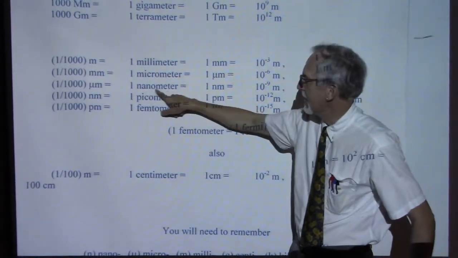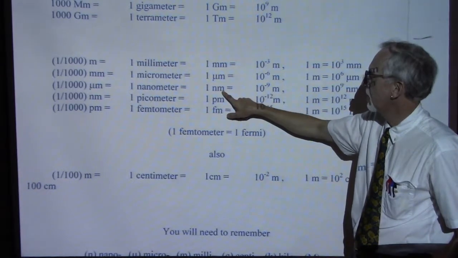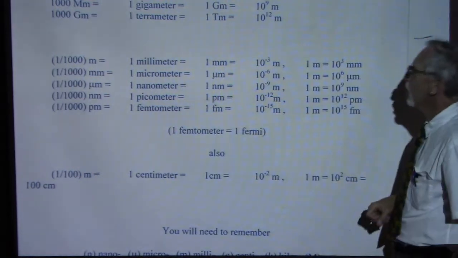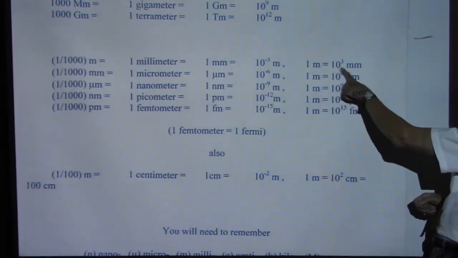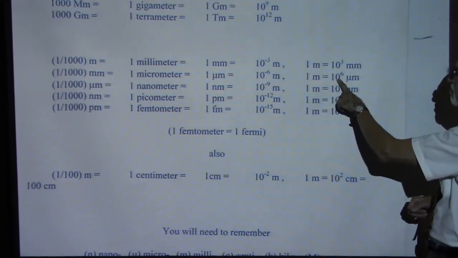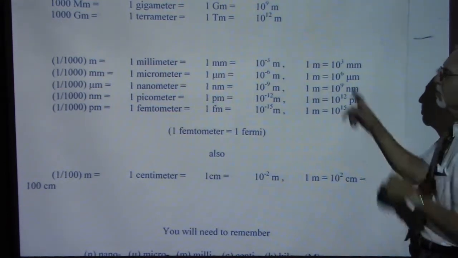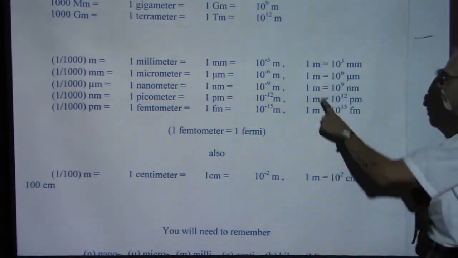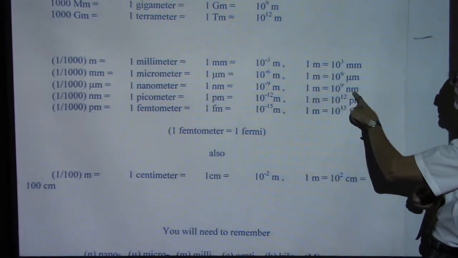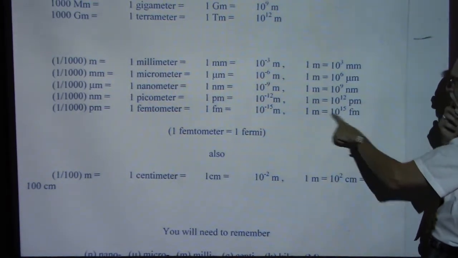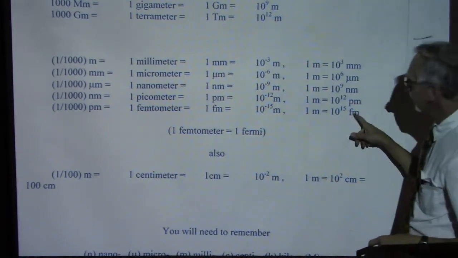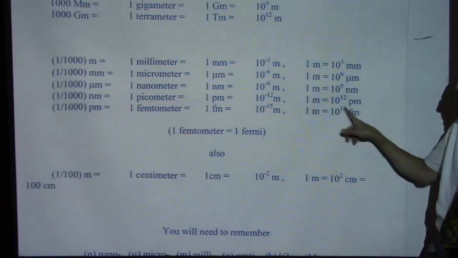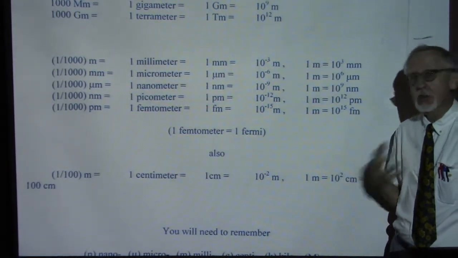A 1,000th of a micro is a nano, little n meter. A 1,000th of a nano is a pico. A 1,000th of a pico is a femto. So we've got 1 meter is 10 to the 3, or 1,000 millimeters. A meter is a million micrometers. A micrometer is also called a micron. So a micron is another name for a micrometer. 1 meter is a billion nanometers, a trillion picometers, a quadrillion femtometers. A femtometer is also known as a Fermi. These are distances that are commonly used when talking about nuclear sizes.